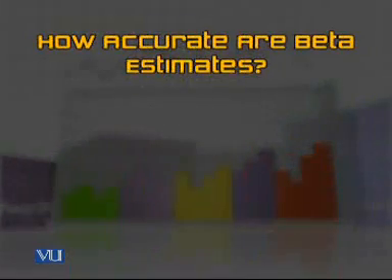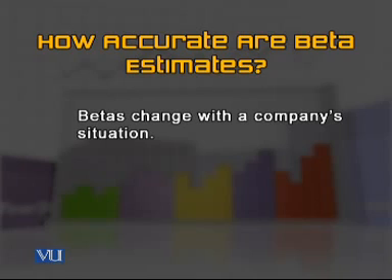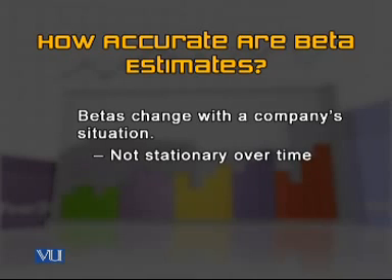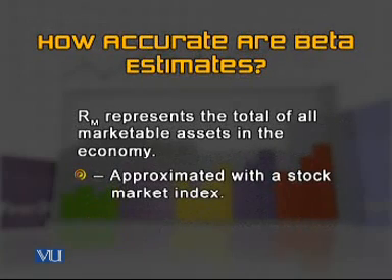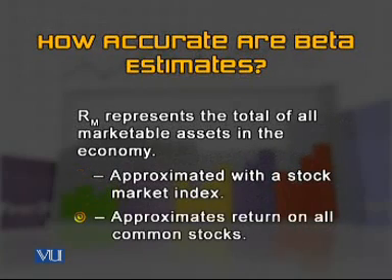One of the ways you could help yourself is looking at betas, or how accurate are beta estimates. You must keep in mind that beta values change with a company's situation. You also must understand it's not stationary over time. It keeps changing. Estimating a future beta is important. It may differ from the historical beta that you've been talking about. The betas are variable, approximated with the stock market index or approximate return on all common stock. To be able to understand betas, to be able to use betas, you must have an average as well.